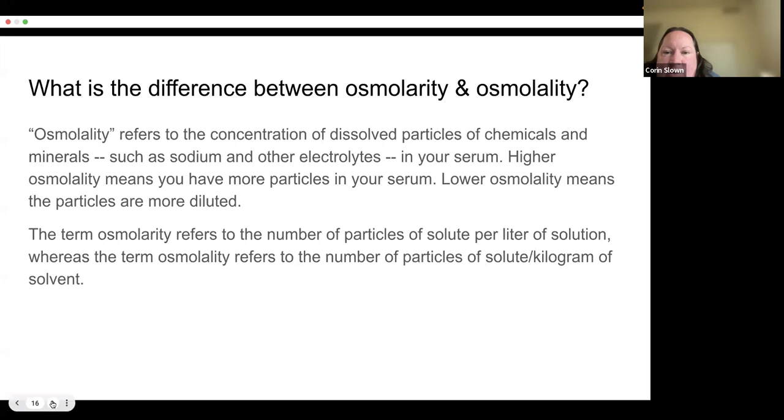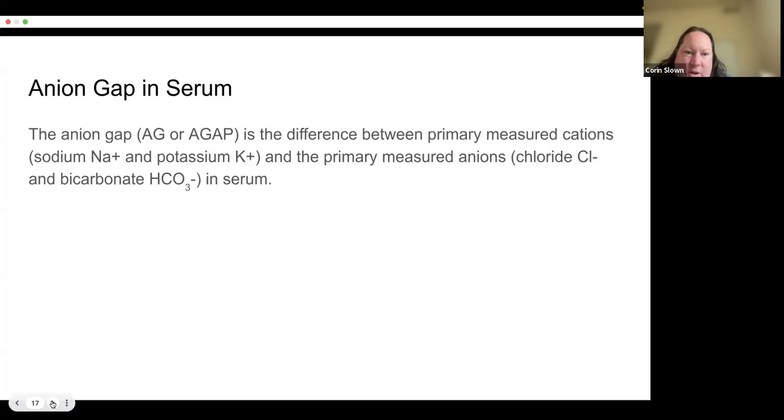So osmolality is always the concentration of particles in your serum. A higher osmolality means that you have more particles. A lower osmolality means that there are fewer particles or it's more dilute. Whereas osmolarity refers to the number of particles of solute per liter of solution. So osmolality is always the mass, so solute per kilogram of solvent in this case, whereas osmolarity is the moles of solute per liter of solution. So that's an important distinction for us.